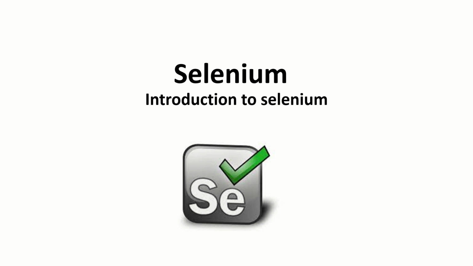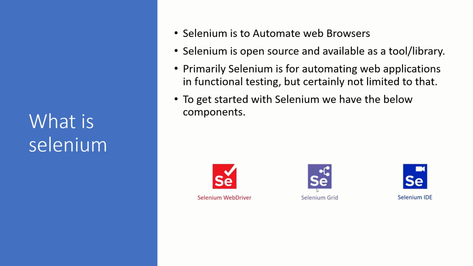Today we will have an introduction to Selenium. In today's session we will talk about what is Selenium, what are the features of Selenium, and what is the evolution of Selenium. Selenium is used to automate web browsers. Primarily Selenium is for automating web applications in functional testing, but it is not just limited to that. We can also automate some boring web-based administration tasks.